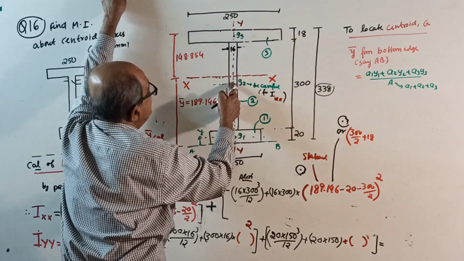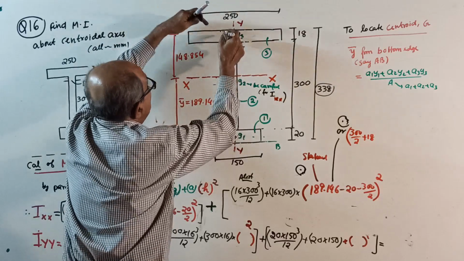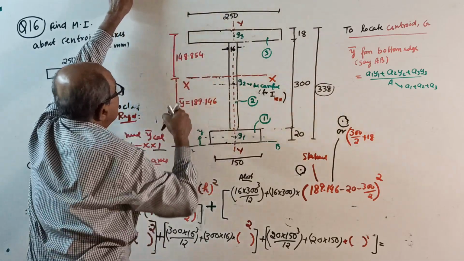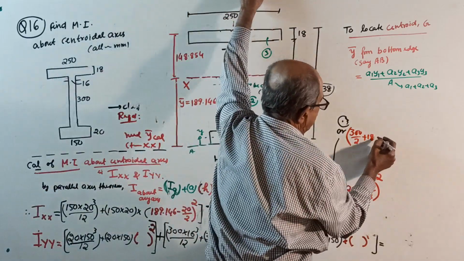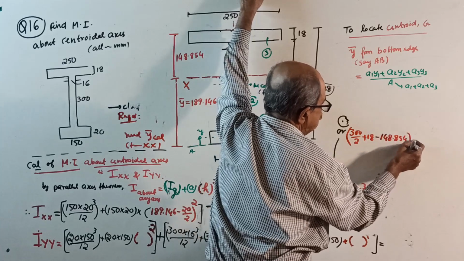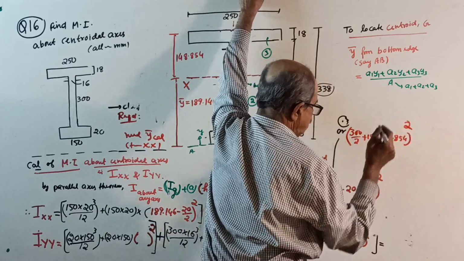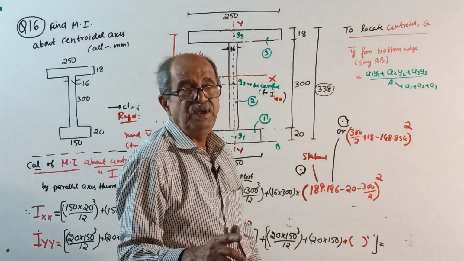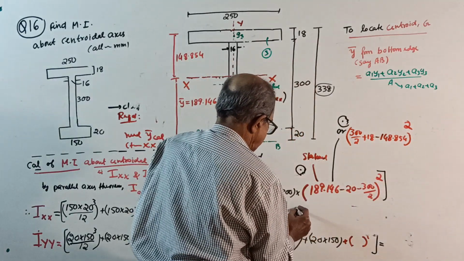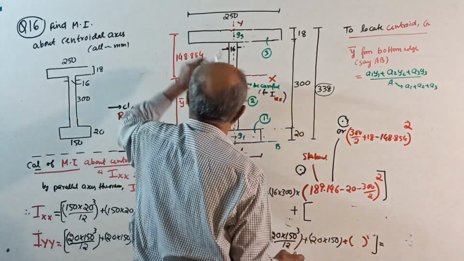300, how much is it? 300 by 2 plus 18 is from the top up to here. From this distance, subtract 148.854. Minus 148.854 squared, anything will do. Both will give the same answer. Be very careful. This also is over. Okay, now one more is there, plus. This is very easy, no problem.